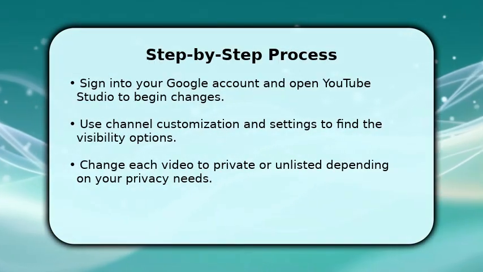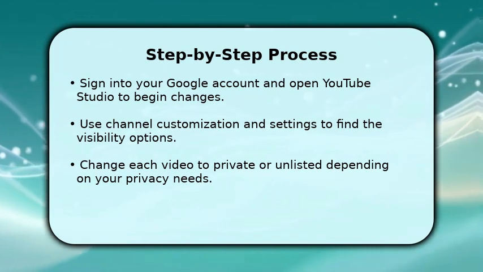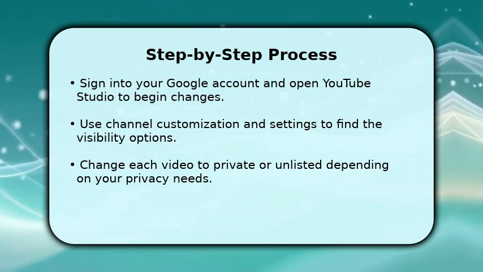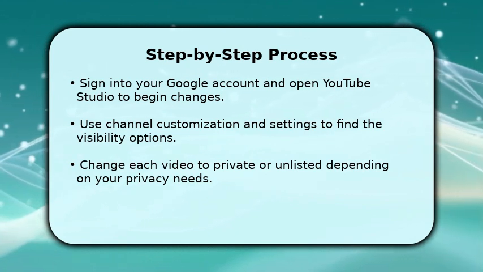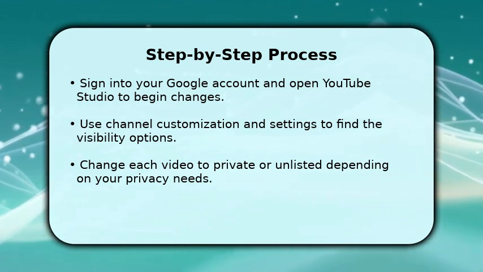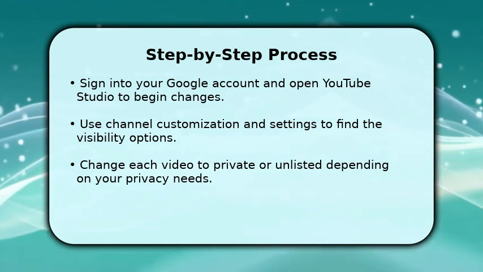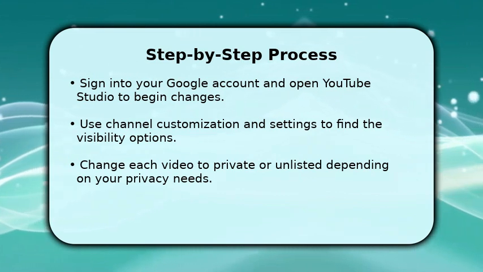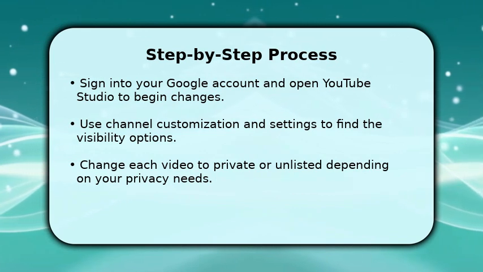Start in YouTube Studio and go to Settings, then Channel, and Advanced Settings to review privacy choices. I explain when to pick private, unlisted, or to remove your channel from search results. You will learn how to bulk edit videos, check link services, and manage comments while hiding content. I also cover how collaborators and playlists behave so you don't accidentally expose a video.